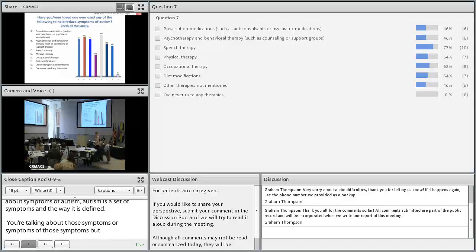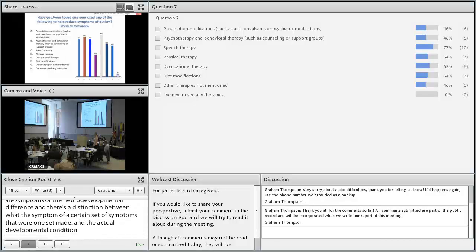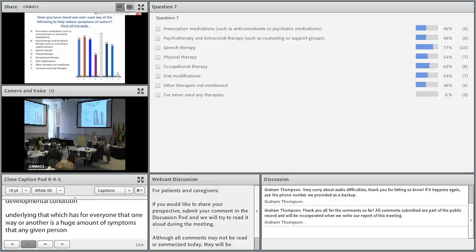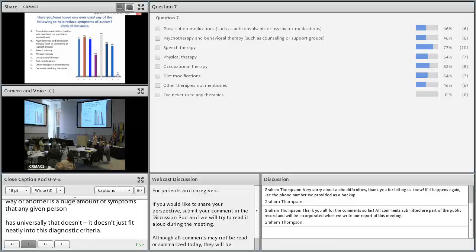And so there's a distinction between a symptom of a certain set of symptoms that the neurodevelopmental difference made, and the actual neurodevelopmental condition underlying that. It's pretty well shown that any given person has a huge amount of symptoms, not all the same for everyone, that don't fit neatly into those diagnostic criteria. So one of the problems I have as a consumer trying to treat the difficulties I have as a person on the autism spectrum is that it's like stripping layers of an onion.